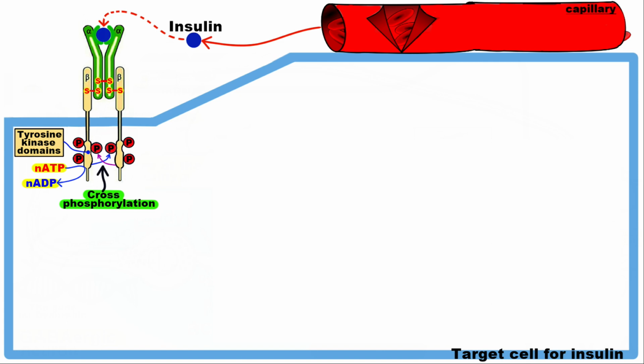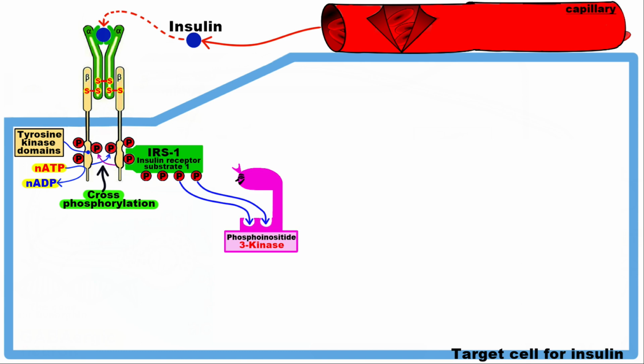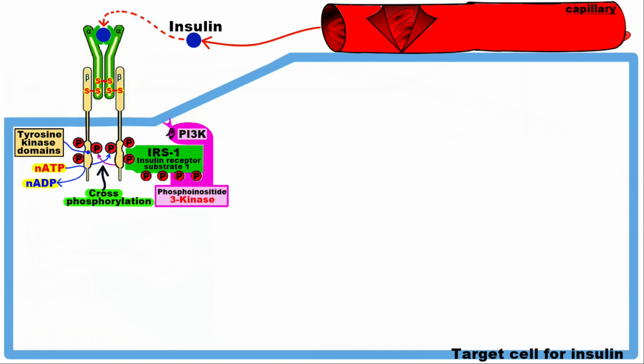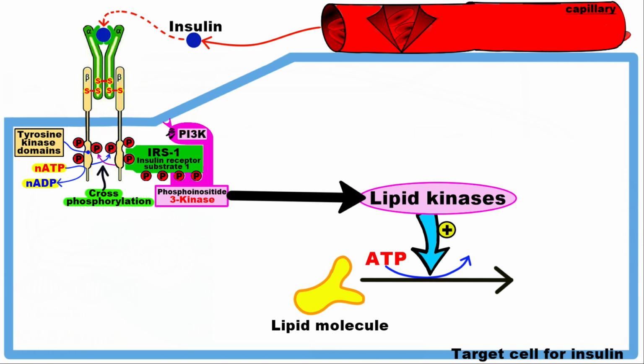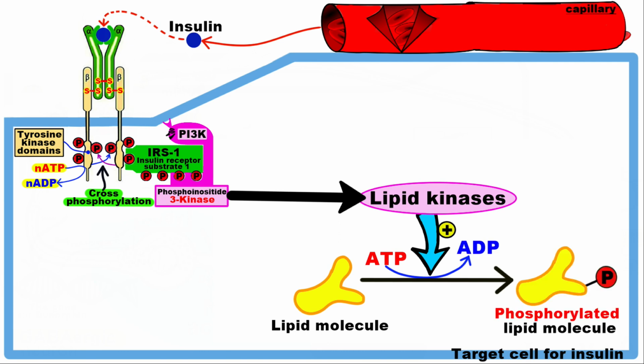One of the phosphorylated tyrosine residues on the insulin receptor, specifically this one over here, attracts a protein called the insulin receptor substrate 1, or simply IRS1. IRS1 gets phosphorylated by the tyrosine kinase domains. The phosphorylated sites on IRS1 serve as attachment points for a lipid kinase, called phosphoinositide 3 kinase, or PI3K for short. Lipid kinases are kinases that phosphorylate some type of lipid molecule.